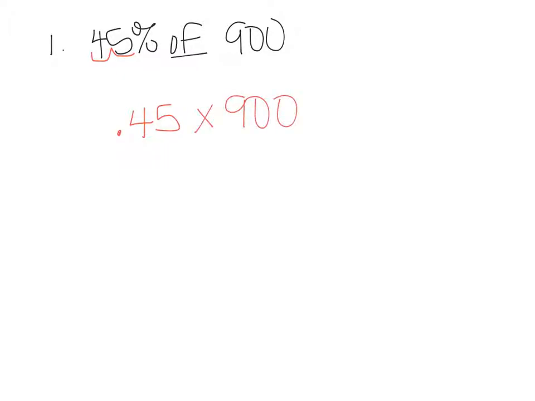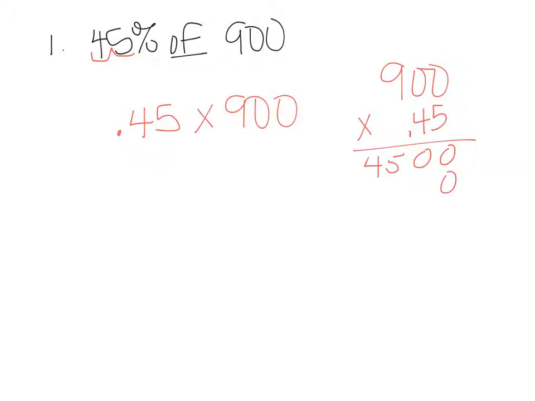And so then over off to the side, I'm going to go ahead and do my math like this. 5 times 0 is 0, 5 times 0 is 0, 9 times 5 is 45, add a 0 here. And then 4 times 0 is 0, 4 times 0 is 0, and 9 times 4 is 36. I'm going to add these two together.